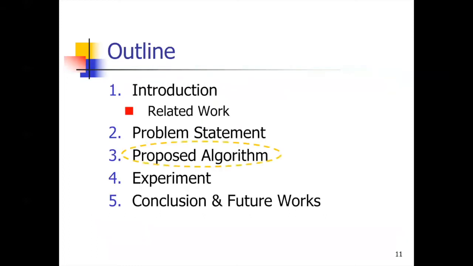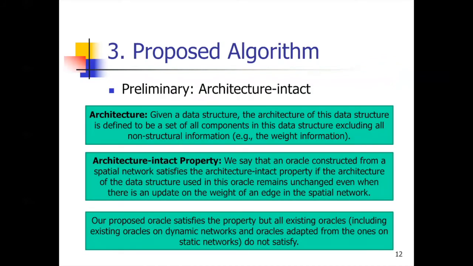So let me present our proposed algorithm. Let me first present a very important concept called the architecture intact property. Given a data structure, the architecture of this data structure is defined to be the set of all components in this data structure, excluding all non-structural information, for example, the weight information. And we say that an oracle constructed from a spatial network satisfies the architecture intact property if the architecture of the data structure used in this oracle remains unchanged even when there is an update on the weight of an edge in the spatial network.